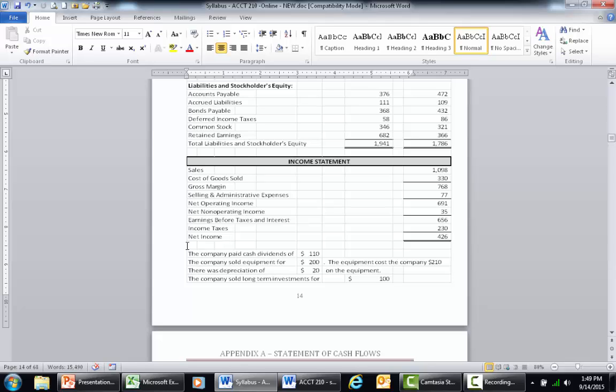Occasionally what will happen is the accounting department will send you notes and they will tell you about purchases and sales that they have made during the year. Or sometimes they will just tell you about sales, and from the T accounts and what's going on, you will have to figure out if there were any purchases that they didn't tell you about. So when we look at our notes here, we see that the company sold equipment for $200. The equipment cost the company $210 and there was depreciation of $20 on the equipment. Well, now we need to take this all into consideration now that we know more.